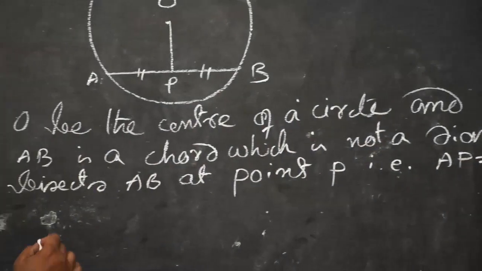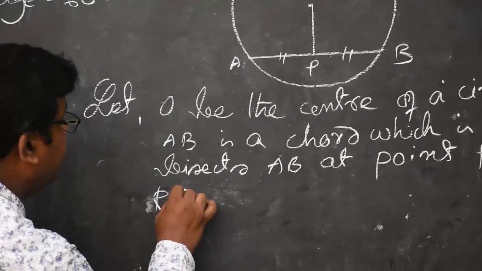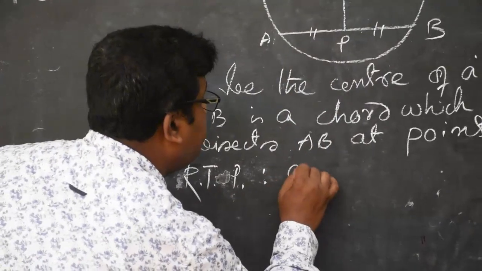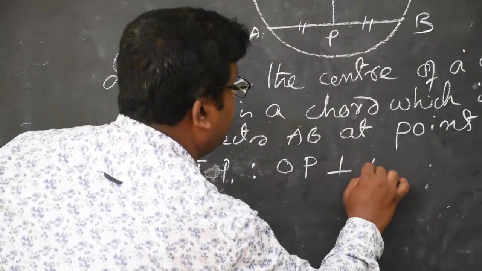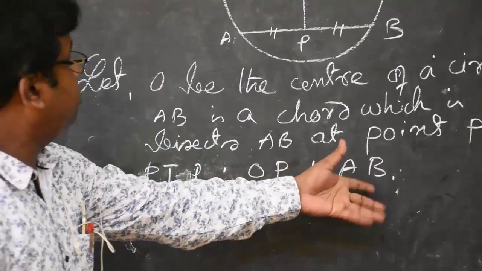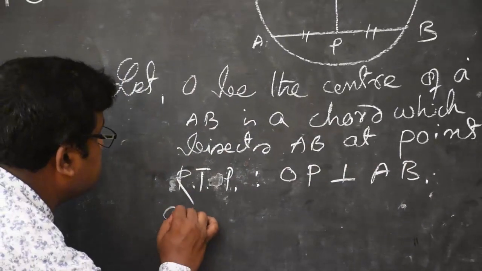Okay, required to prove OP perpendicular to AB. Okay, is it clear? OP perpendicular to AB. Now we have to write the construction.